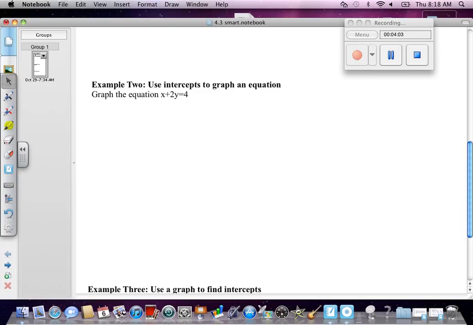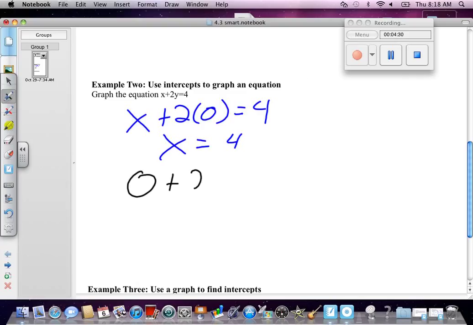Okay, so what is the first thing you want to find? You want to find the x-intercept or the y? X. Okay, if we want to find the x-intercept, we're going to plug in a 0 for y. X equals 4. So that's our x-intercept. Now to find the y-intercept, we're going to plug in a 0 for x. We get 2y equals 4. Divide by 2. We get y equals 2.